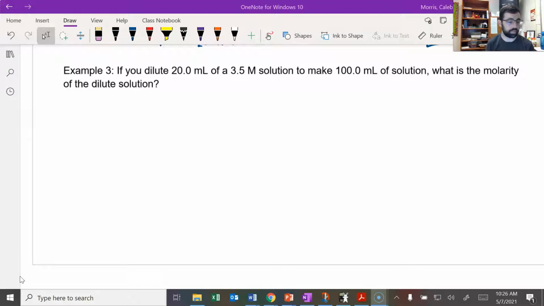All right, in our final example problem, if you already know how to do this, if you feel comfortable, try it out and then check your answer at the end of the video. If not, follow along with me.